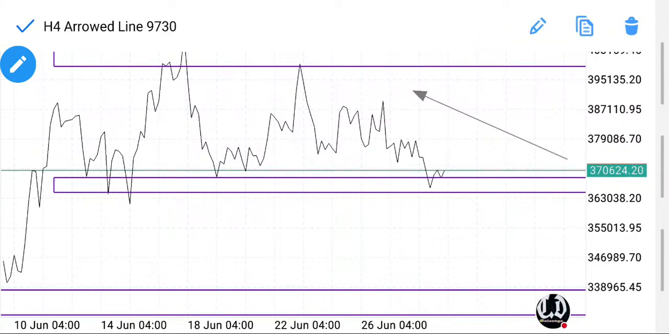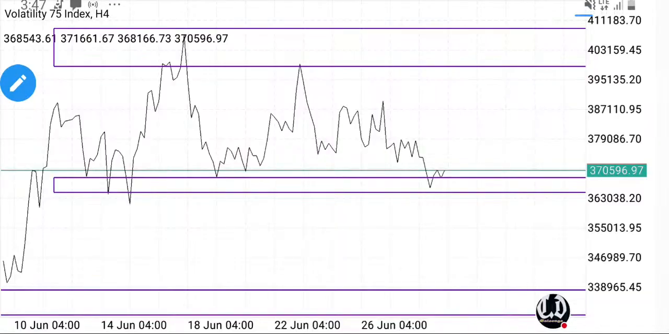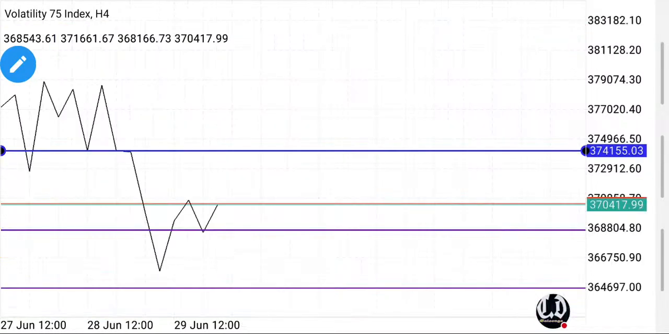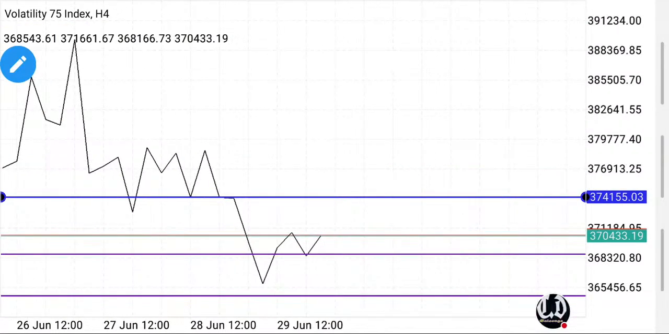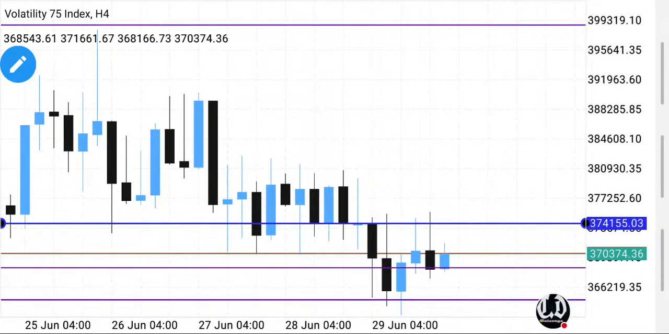So let us go back to our what? Let me first mark this area, and we see it because we are on H4. We have marked that place. Let's go to what?